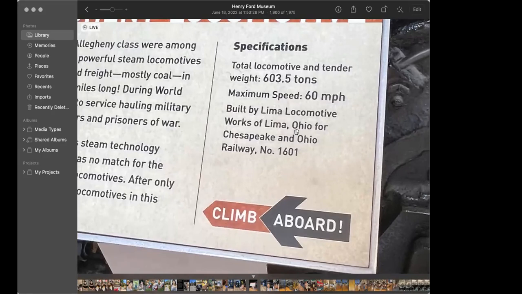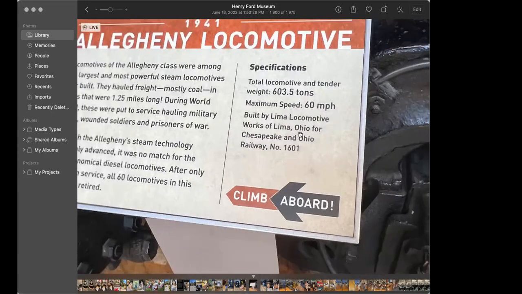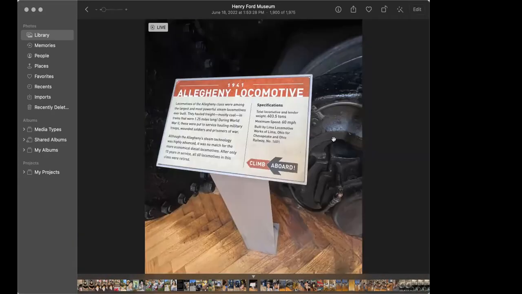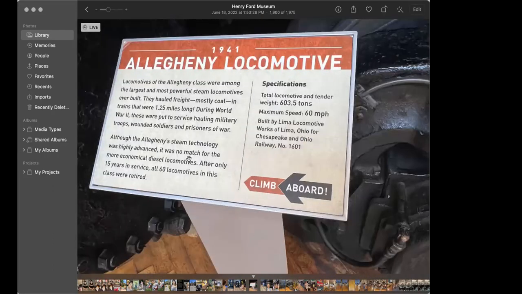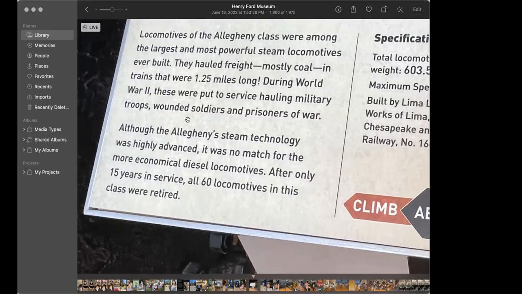Well, back in the day, they built everything with metals, right? There's no plastic. Cars nowadays are weak. They're all plastic outside, but cars back then were all wrapped around metal. Same thing with the locomotive. They're all metal, so they're heavy. They used this to transport troops, military troops, prisoners, wounded soldiers, whatnot.